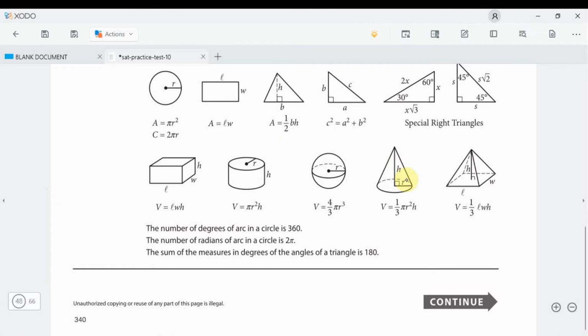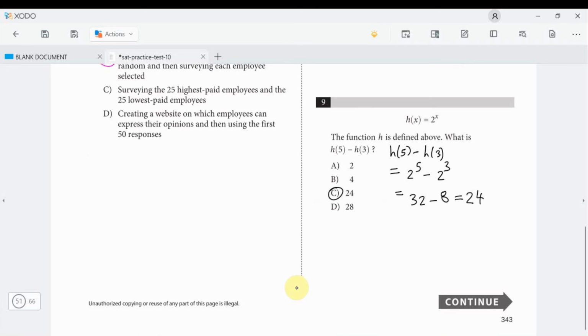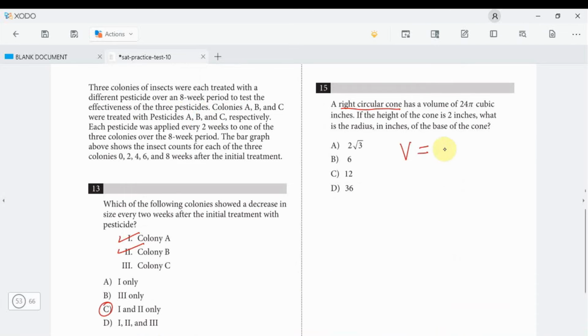So on the formula sheet, see here the right circular cone, this one. The volume is 1 over 3 pi r squared h. So you're going to come back here and put the formula, 1 over 3 pi r squared h. They gave us the volume to be 24 pi, so put V as 24 pi equal to 1 over 3 pi r squared times h, and h is 2.